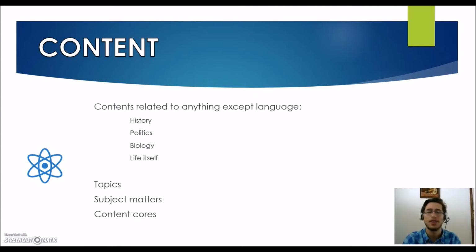So here, nothing about English, nothing about language. We are not going to see any grammar at all in this C.